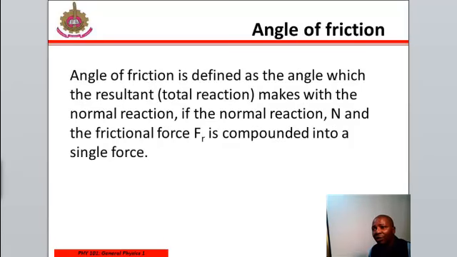Let's look at angle of friction. Angle of friction is defined as the angle which the resultant or the total reaction makes with the normal reaction, if the normal reaction N and the frictional force are compounded into a single force.